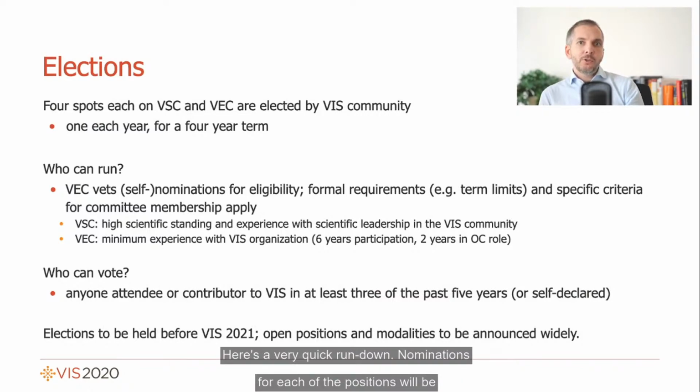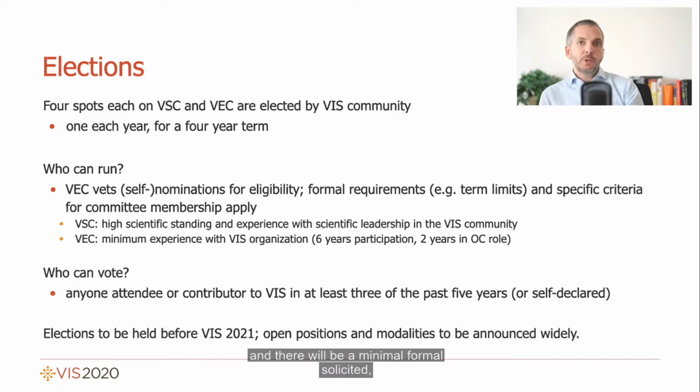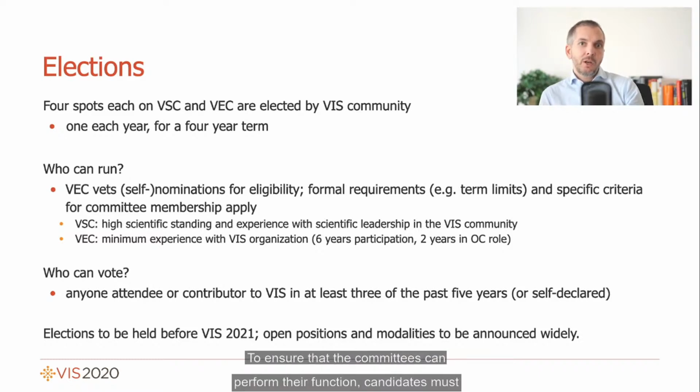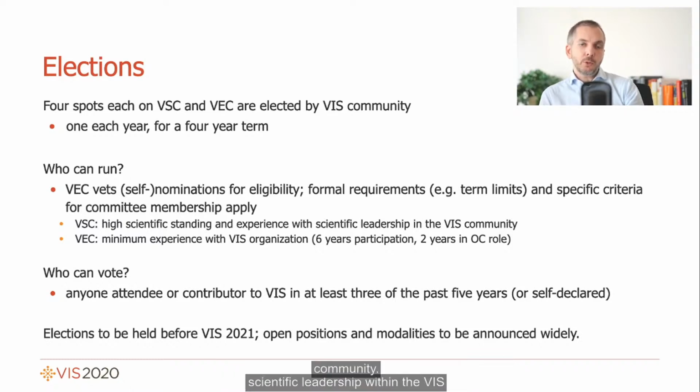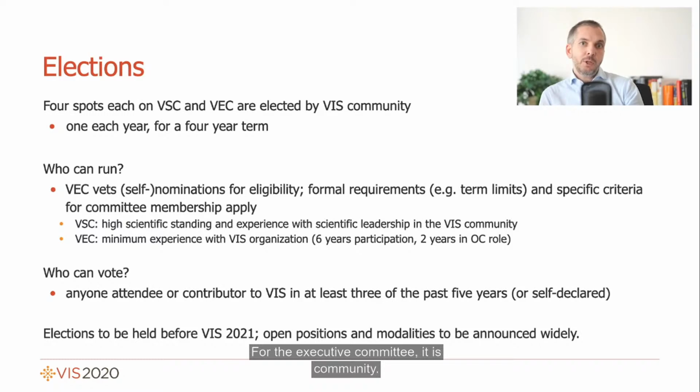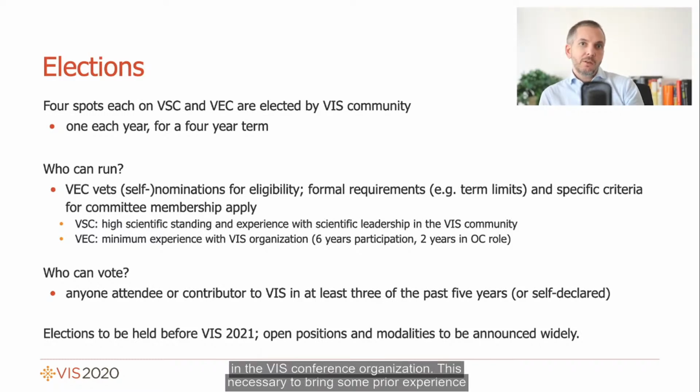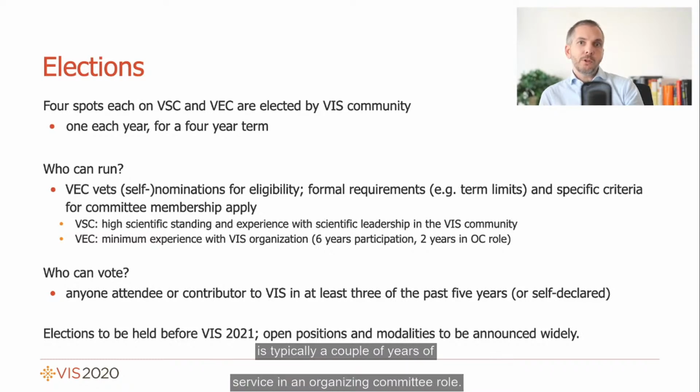Nominations for each of the positions will be solicited, and there will be a minimal formal vetting of the candidates by the VIS Executive Committee. To ensure that the committees can perform their function, candidates must of course bring the required background and expertise. For the VIS Steering Committee, this would be generally a high scientific standing and some documented experience with scientific leadership within the VIS community. For the VIS Executive Committee, it is necessary to bring some prior experience in the VIS conference organization. This is typically a couple of years of service in an organizing committee role.